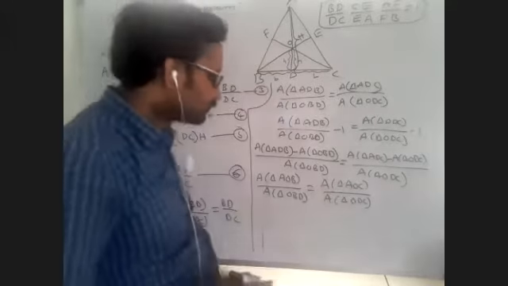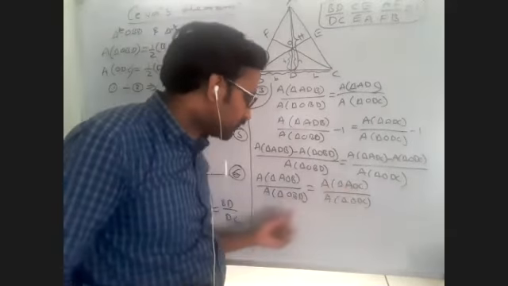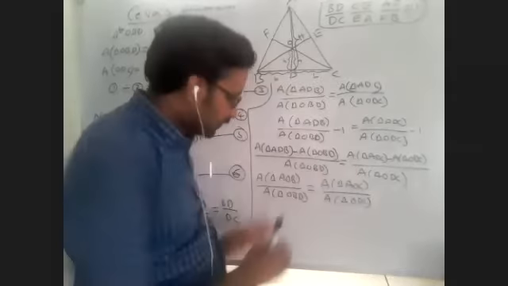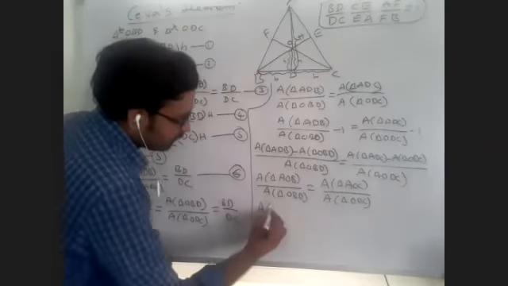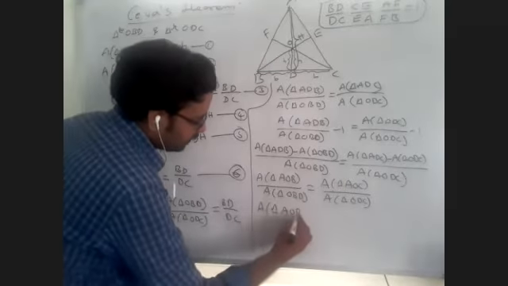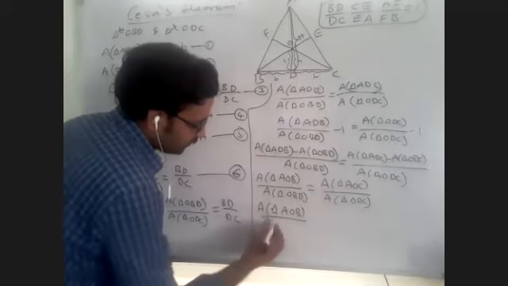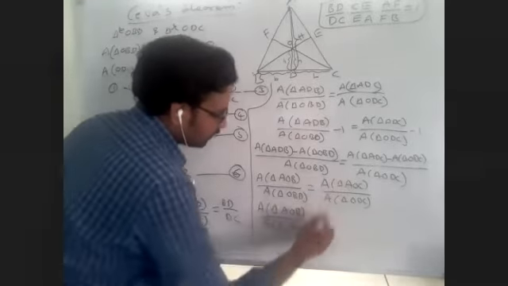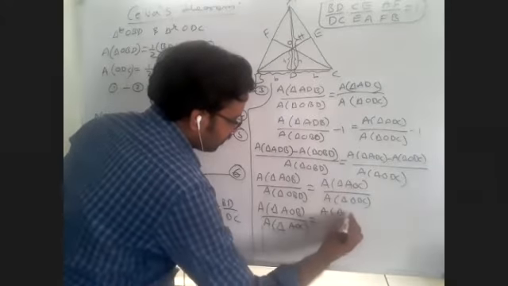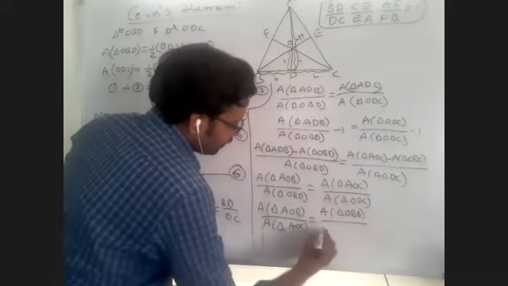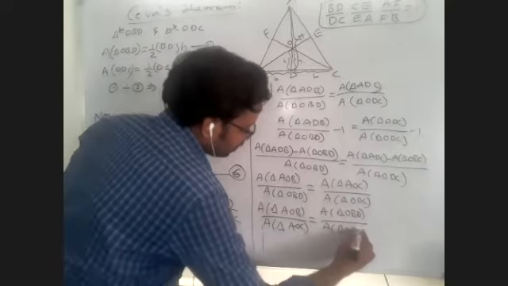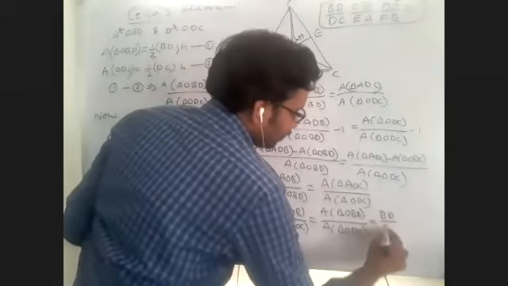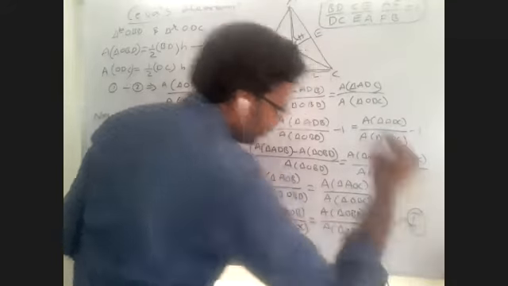Then I am taking this AOC this side and this one this side. OBD I am taking that side and AOC I am bringing this side. Then area of triangle AOB by area of triangle AOC is equal to area of triangle OBD by area of triangle ODC, which is nothing but BD by DC. Take BD by DC as Roman number 1.